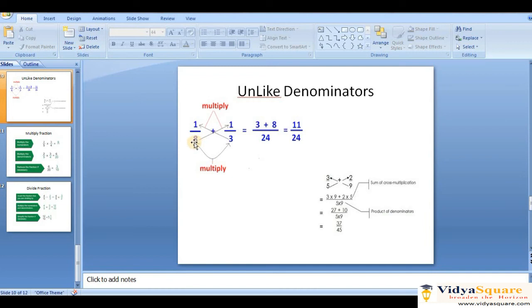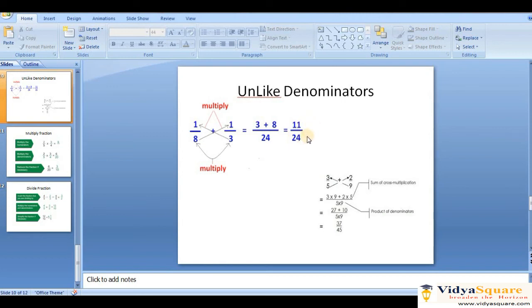Then I'll multiply the denominator of the first fraction with the numerator of the second fraction. So it becomes 8 into 1, 8. Then I'll multiply both the denominators. So 8 into 3 is 24. Now I'll add the numerators, 3 plus 8, 11. Then I'll just put this 24 below it.